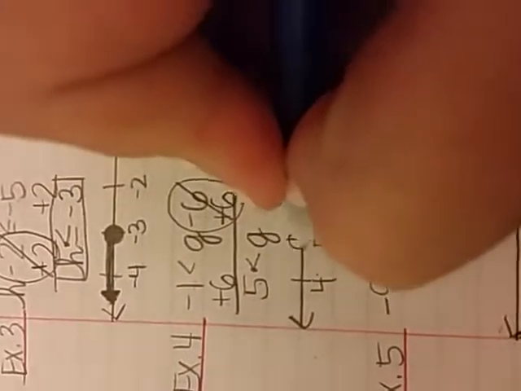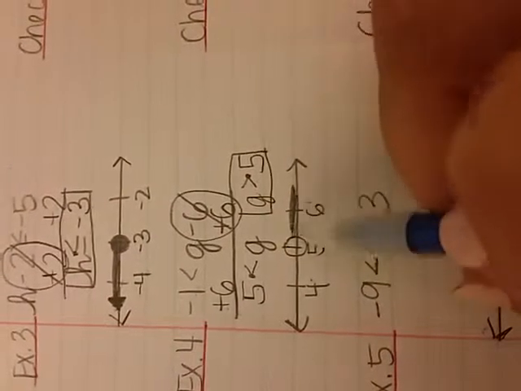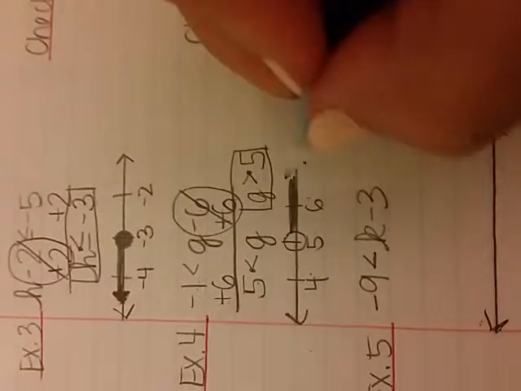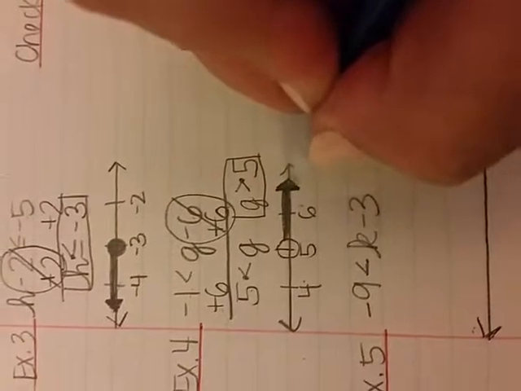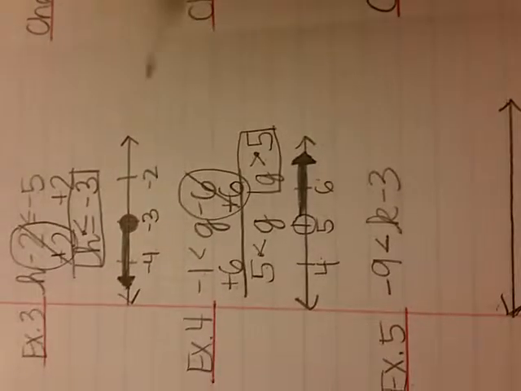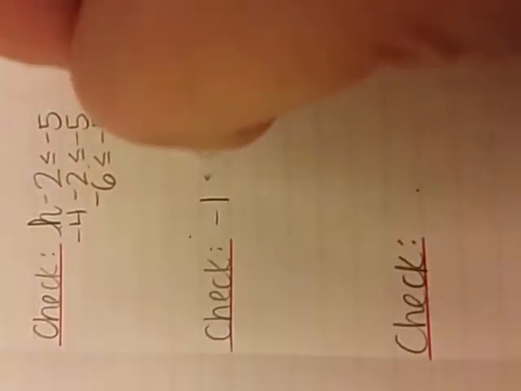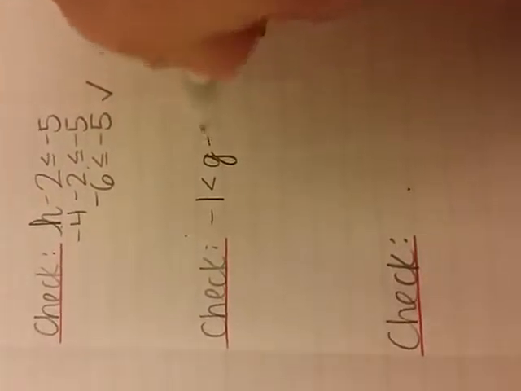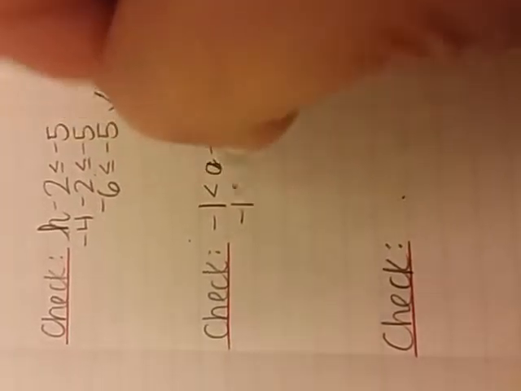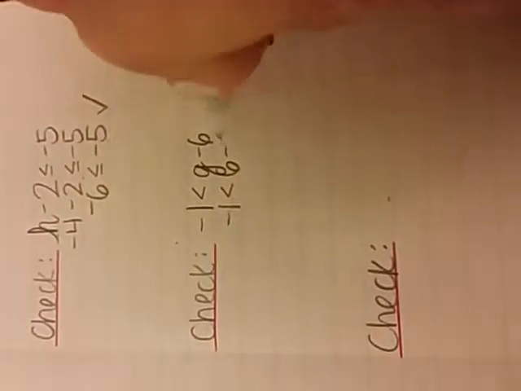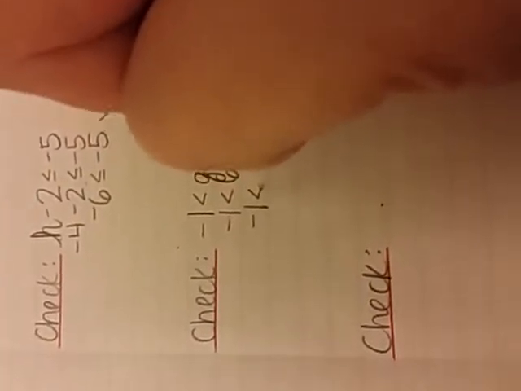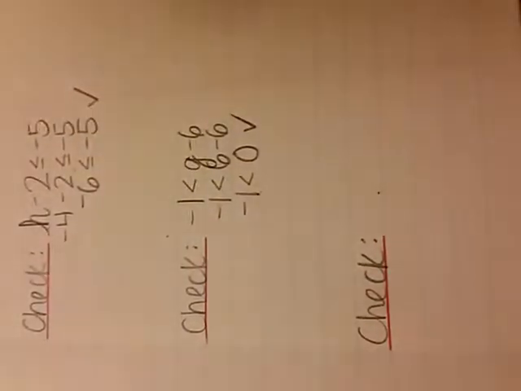We have an open circle because there's no equal to sign, and our point is to the right. Our arrow is going to go to the right. And I'm going to check. And my check, I'm going to substitute g for 6. So I have -1 is less than g minus 6. -1 is less than 6 minus 6. -1 is less than 0, which is true.